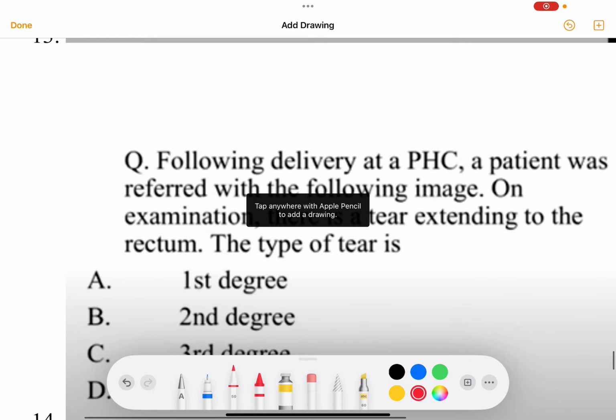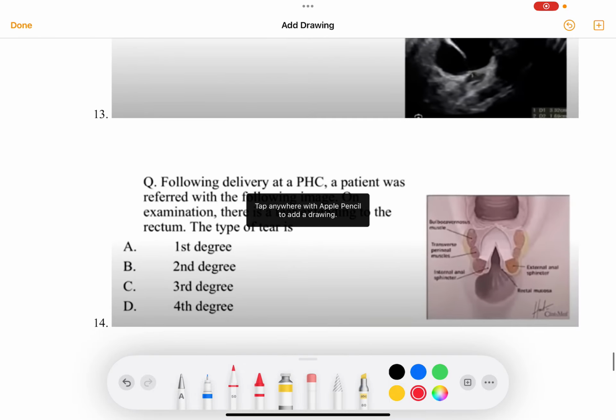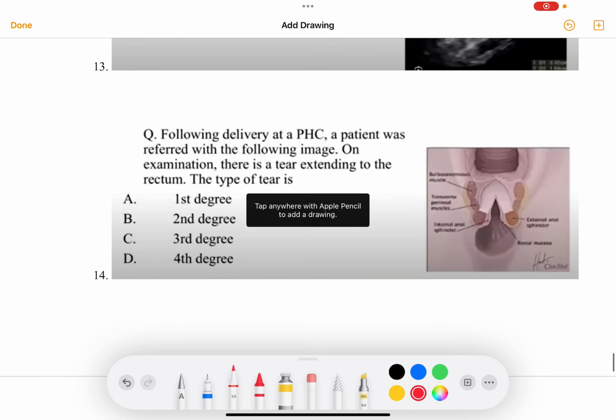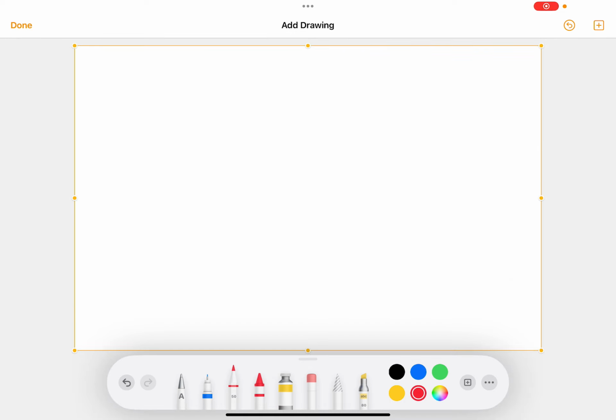Next question is, following delivery at a PHC, a patient was referred following this image on examination. What type of tear is it? You can see the vagina and the anal canal have become one cavity because the perineum is completely torn. So let us talk about OASI. What is OASI? OASI is obstetric anal sphincter injury. A very important terminology which comes in viva also. What is OASI? Obstetric anal sphincter injury.